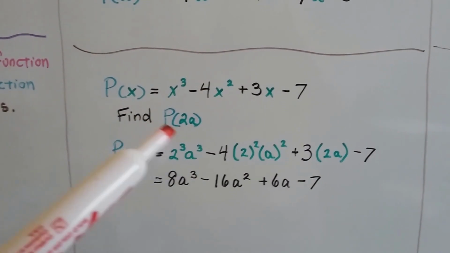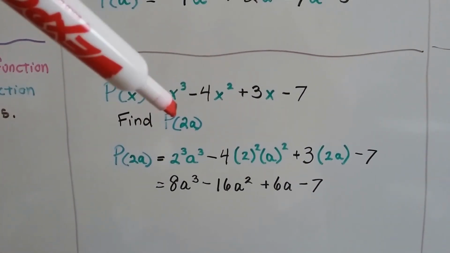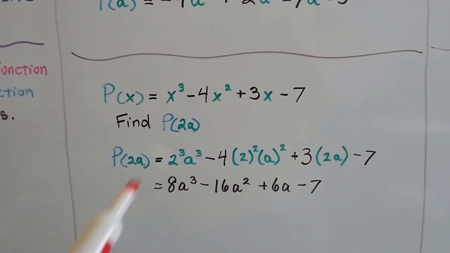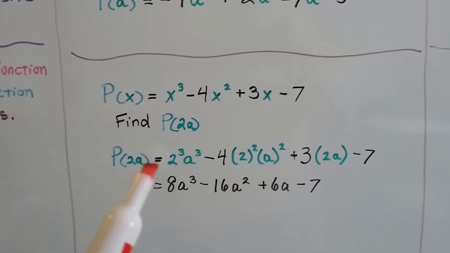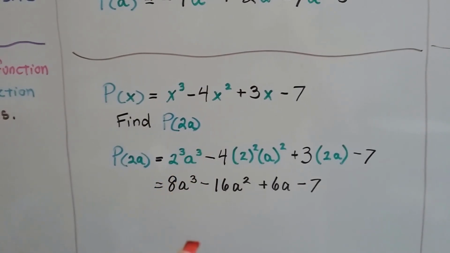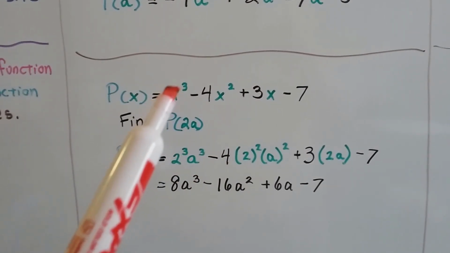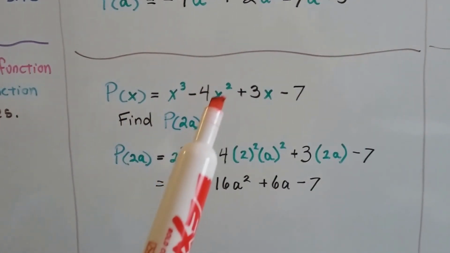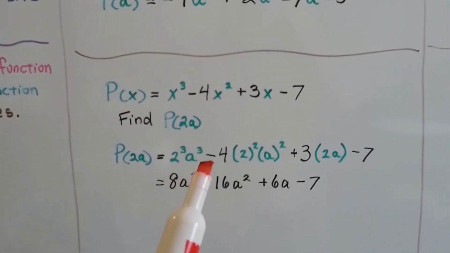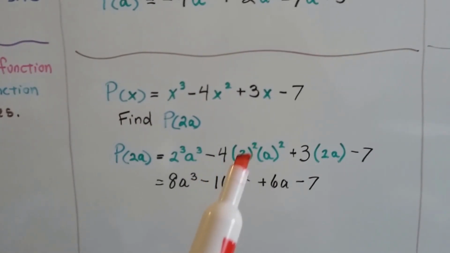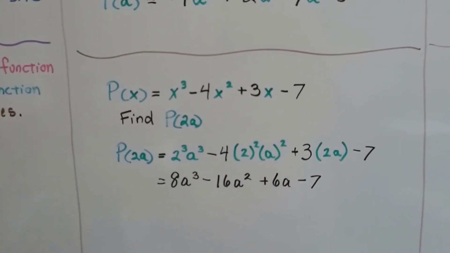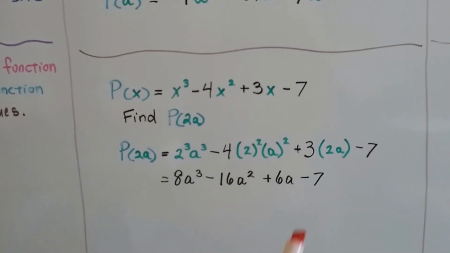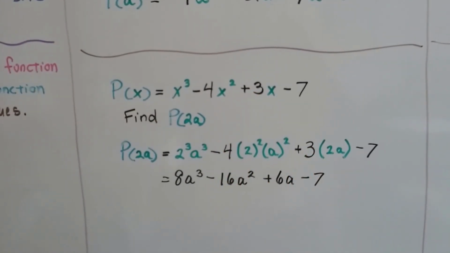For 2a, all we have to do is plug in the 2a wherever there's an x. See? So instead of x to the third power, we have 2 to the third power, a to the third power. See? They each get that cube. Instead of minus 4x squared here, we get minus 4 times 2 squared times a squared. And for the 3x here, we get 3 times 2a.